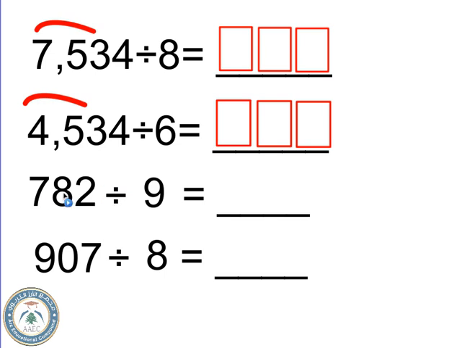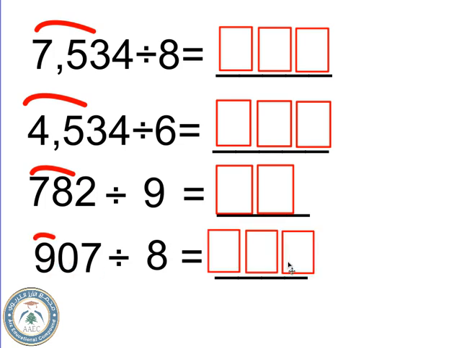Excellent. Here, 782 divided by 9. Compare 7 with 9. 7 is less than 9, so we take 78. We lose a digit, so the quotient will be a 2-digit number. You see, I lose a digit. Here, the dividend is 3-digit, and the quotient will be a 2-digit number. 907 divided by 8. 9 is bigger than 8, so I work normally. I take 9. So, the quotient is a 3-digit number like the dividend. Okay?